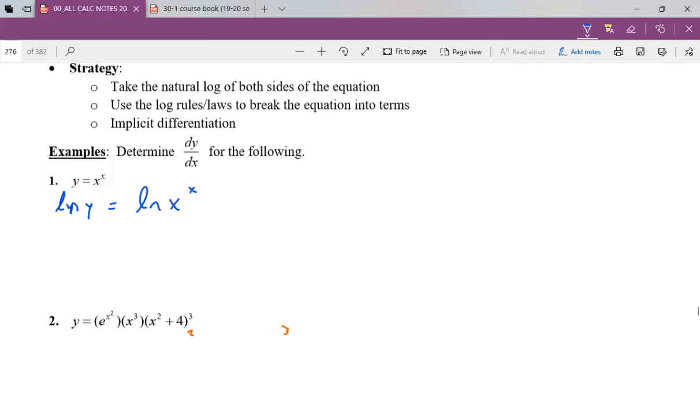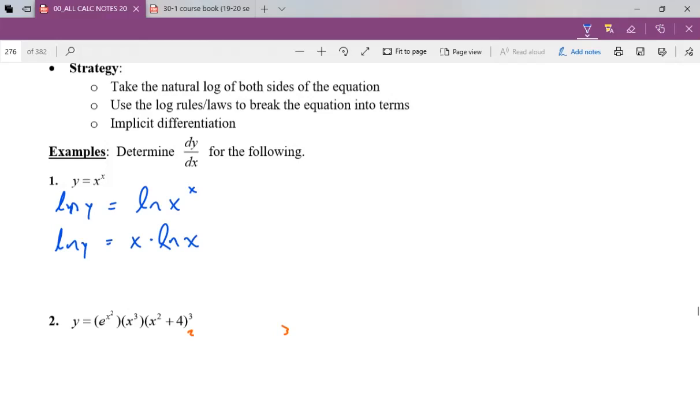Now, I suppose you might know what our next step ends up being. Let's use our power rule for logarithms. So x times ln x. There's where the magic happens: we've just broken this power down into a product of things. And now when we differentiate that, that's just going to use product rule instead of using chain rule.